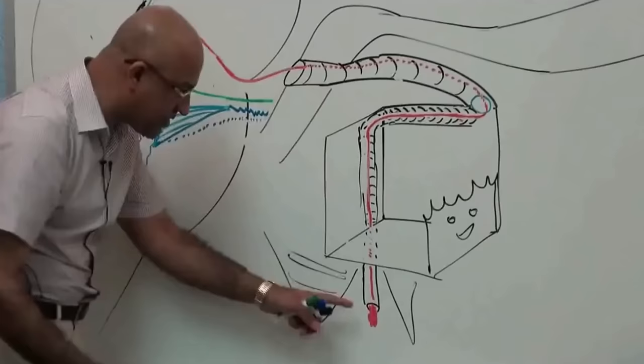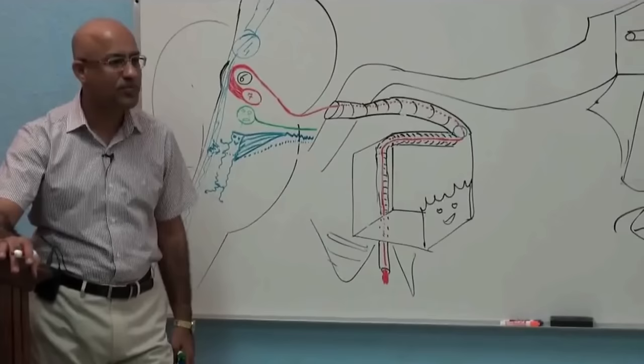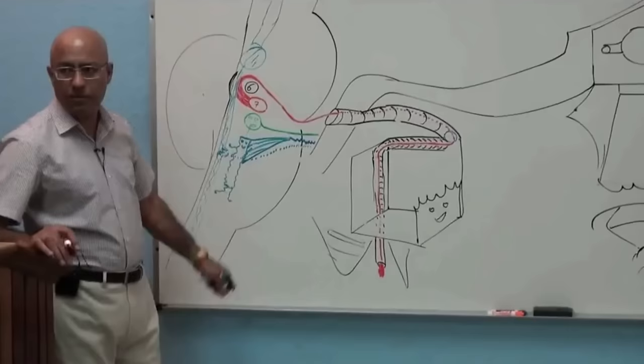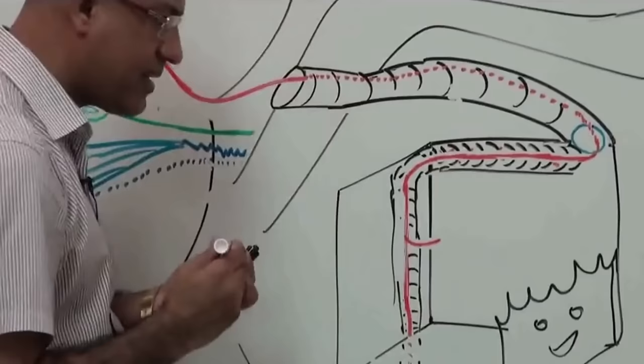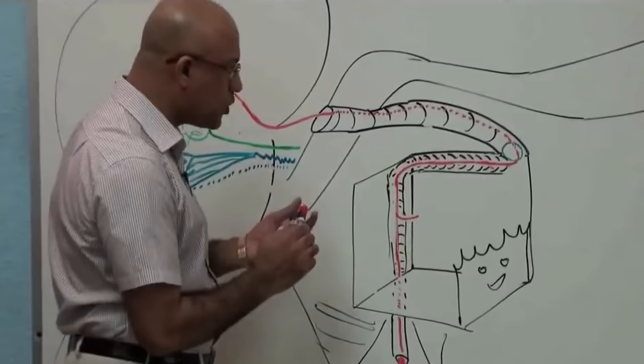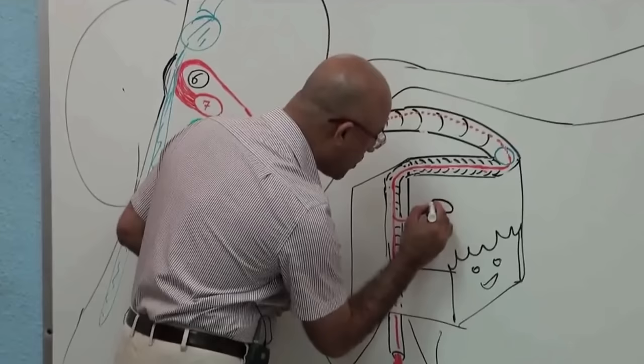Stylomastoid foramen. Am I clear? Now, on the way, these branchiomotor fibers give a very important branch. They give a small branch here, which will control a special bone here. Maybe you know, if your ear anatomy is good, that there is a bone here. This bone is called stapes.